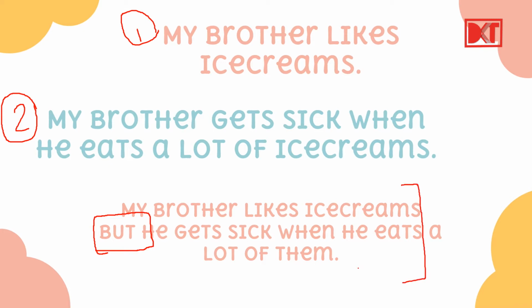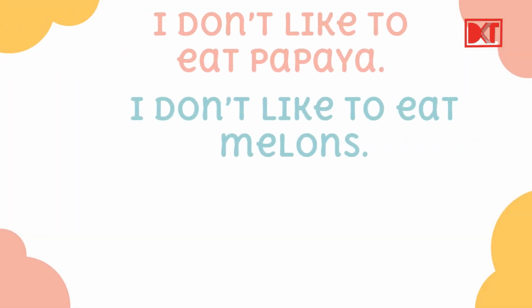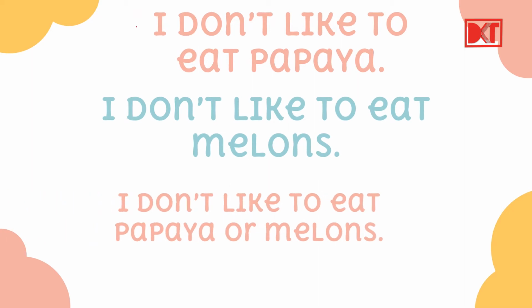So, ये जो word है हमारा but, what is he doing? It is joining these two sentences, and the word but is providing meaning to both of these sentences. एक meaningful new sentence form हुआ है with the word but. Alright? I don't like to eat papaya. First sentence is I don't like to eat papaya. Second sentence is I don't like to eat melons.